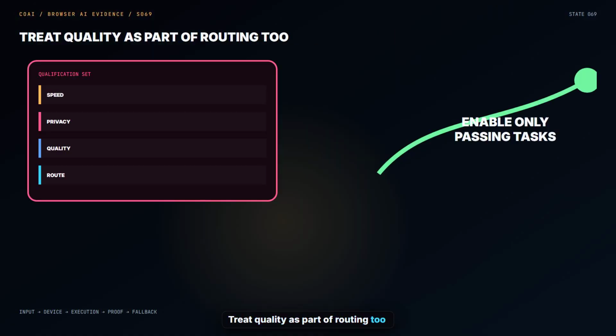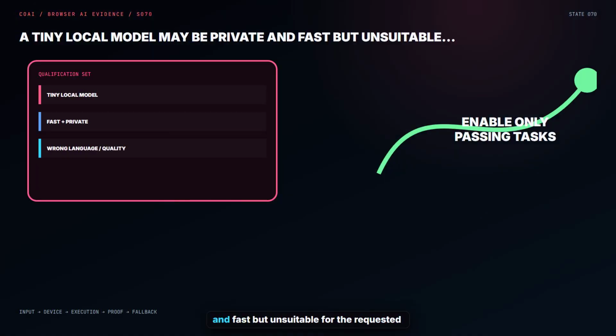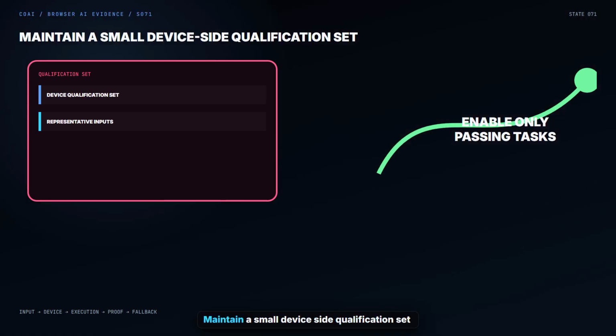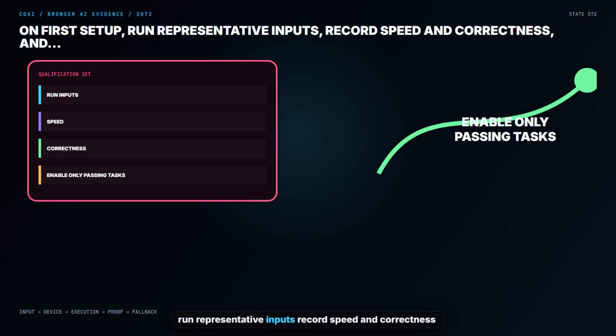Treat quality as part of routing too. A tiny local model may be private and fast but unsuitable for the requested language or audio quality. Maintain a small device-side qualification set. On first setup, run representative inputs, record speed and correctness, and enable only the tasks that clear the product threshold.